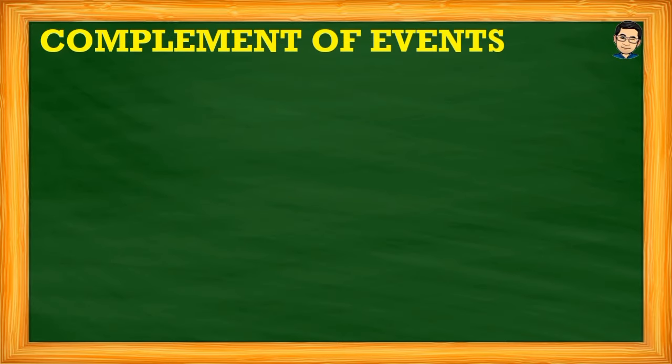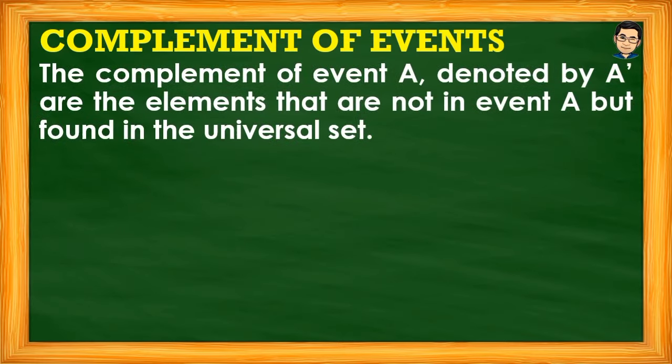Now, what about complement of events? The complement of event A, denoted by A complement or A prime, are the elements that are not in event A but found in the universal set. So, kaganyan po kahalaga yung universal set. It's because if we are looking for the complement of event A, event B, or any event, makikita po lahat ng mga elements na hinahanap natin na wala dun sa particular event na yun sa universal set. Again, sa universal set lang po makikita yung mga elements na wala dun sa particular event na yun.